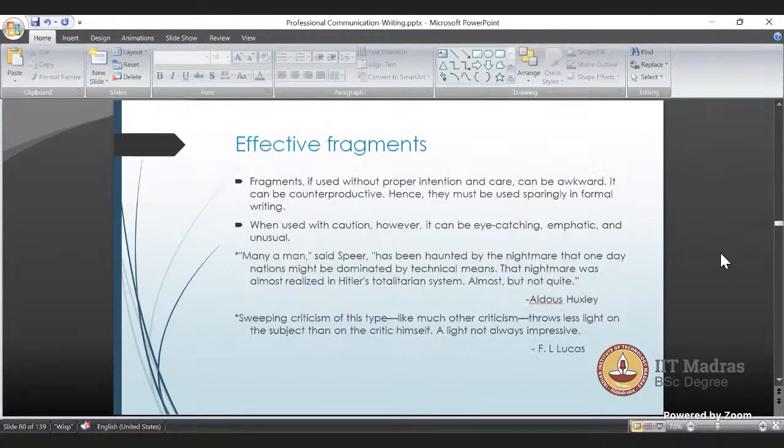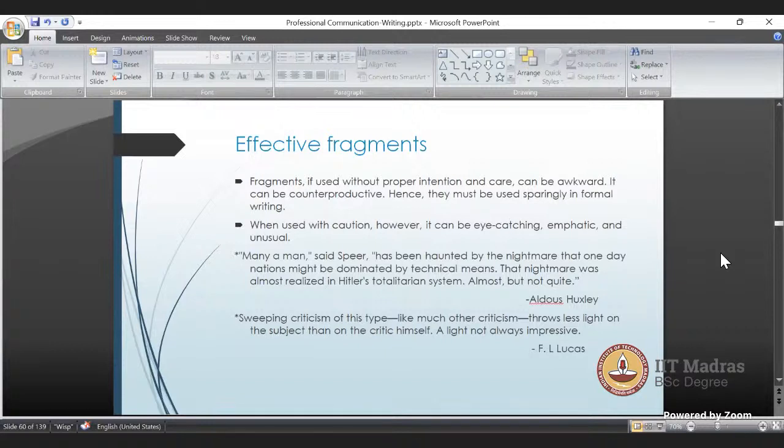Now about effective fragments. What can be an effective fragment? Now we have seen so many of them. The obvious question would be, but how do I use it in a way that it doesn't look awkward? One thing about fragments is that, especially in the formal space, if it is not carefully designed and handled with care, it can look really out of place. It can actually do a disservice to your overall writing. So how and when can we use fragments in writing to make them effective is also important.